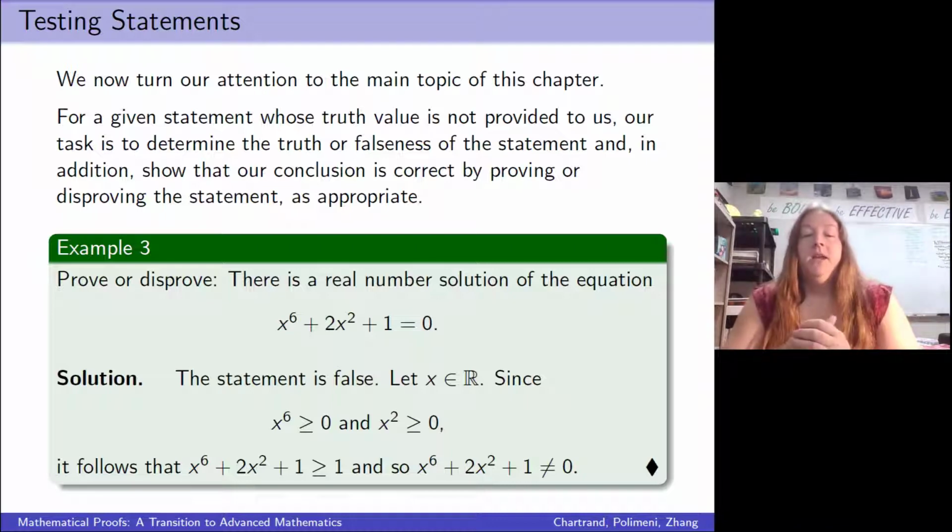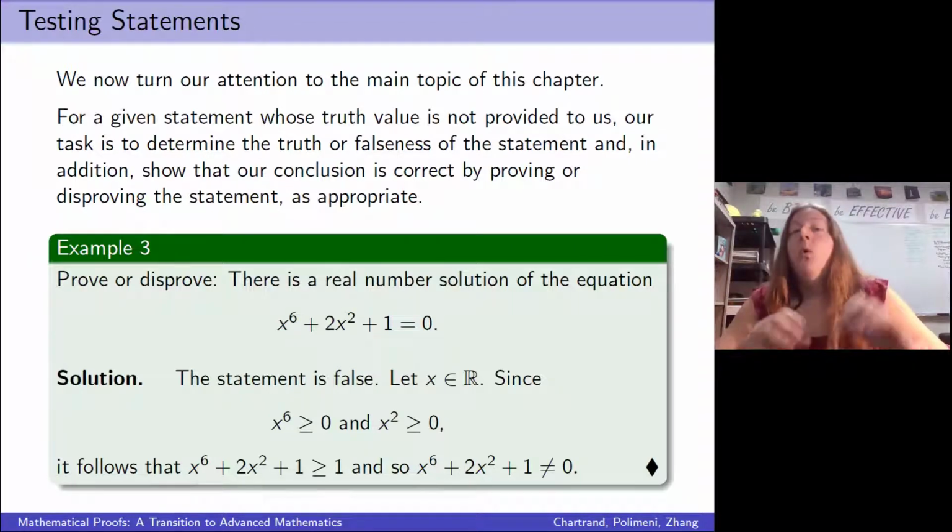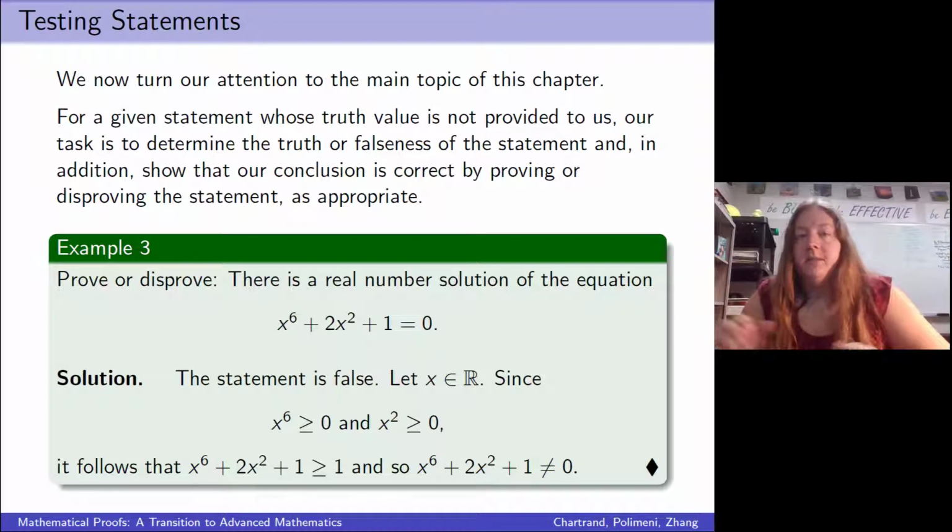So here we have an example. We want to prove or disprove that there's a real number solution of the equation x to the 6th plus 2x squared plus 1 equals 0. Now, most of our statements that we've looked at before have said either prove this statement or disprove this statement. Now our statements are going to say instead prove or disprove, and it's up to you to decide which one of those things you should be doing.